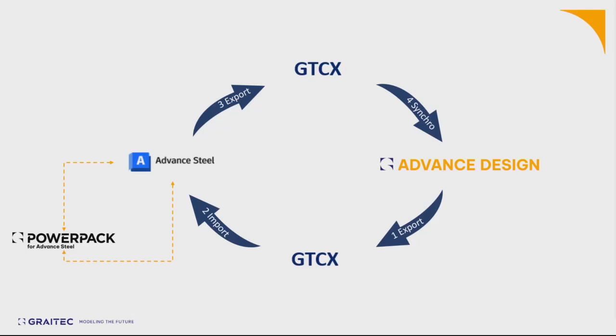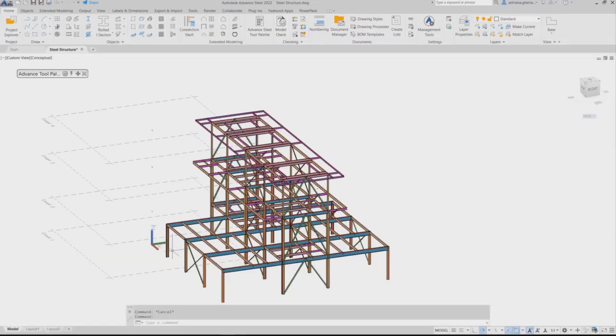Now let's go to the live presentation. Let's see how we are actually doing this using the two platforms, advanced design and advanced steel. So now we are in advanced steel. We have a steel frame structure already created here.